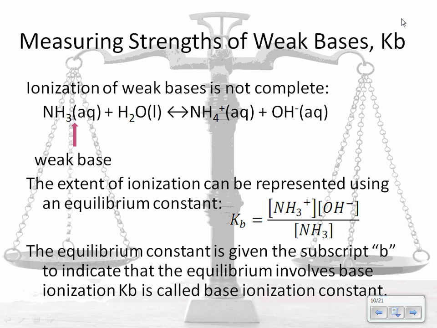All right, so now we're going to do the same thing, but for weak bases. So instead of calling it Ka, we call it Kb to indicate a weak base. So here's an example of a weak base.